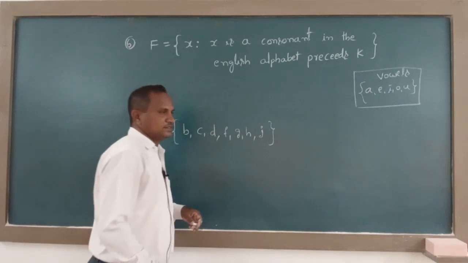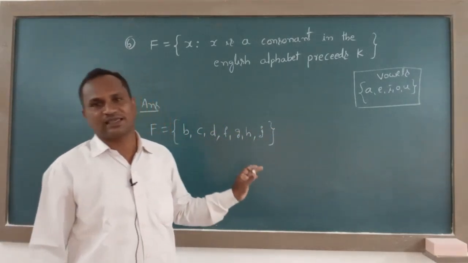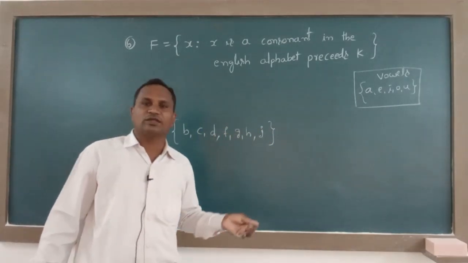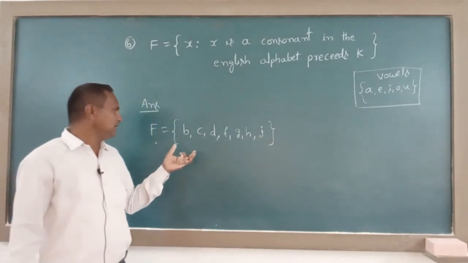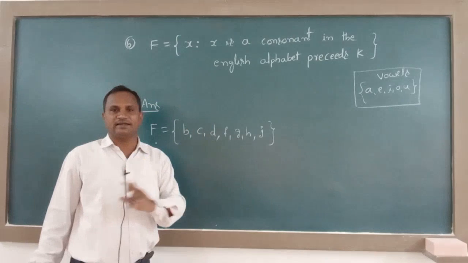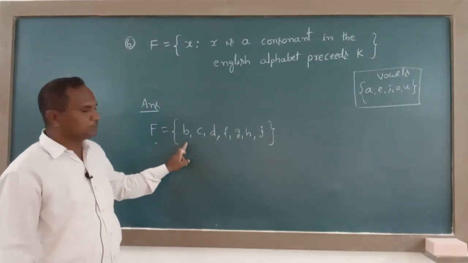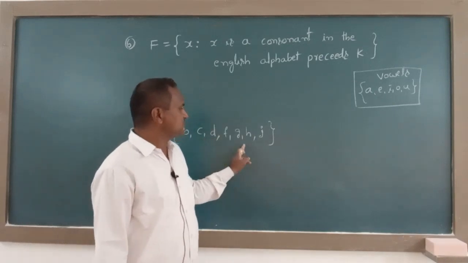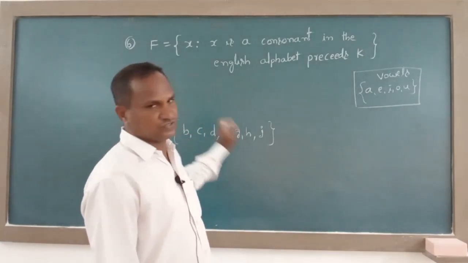After J, K will come, but they are not asking for K. Precedes K means before K. What are the consonants? We must list only those. According to that statement, we can list all these letters, which are consonants here. That is F is equal to B, C, D, F, G, H, J. This is the answer for this question.